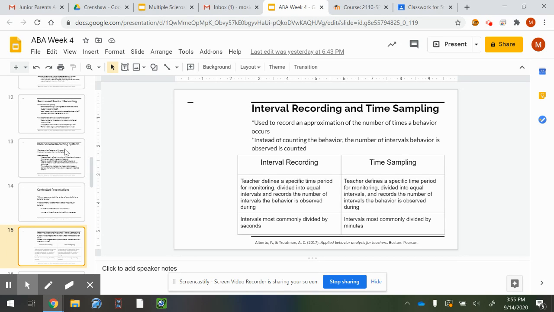There are two different types: interval recording and time sampling. Interval recording is probably the most common. Both are similar in that the teacher defines a specific time period for monitoring, divided into equal intervals, and records the number of intervals the behavior is observed during that time. The biggest difference is that interval recording is most commonly divided by seconds, and time sampling is most commonly divided by minutes. So time sampling happens over a longer period of time. Interval recording is usually a shorter snippet of time with shorter intervals. And again, we're going to practice that tonight.